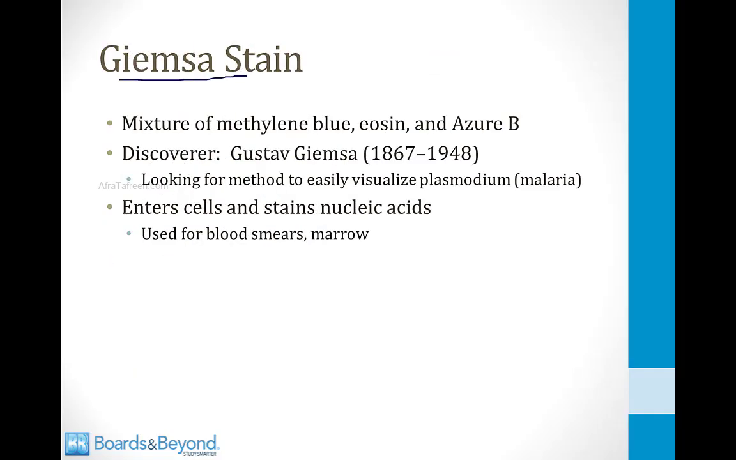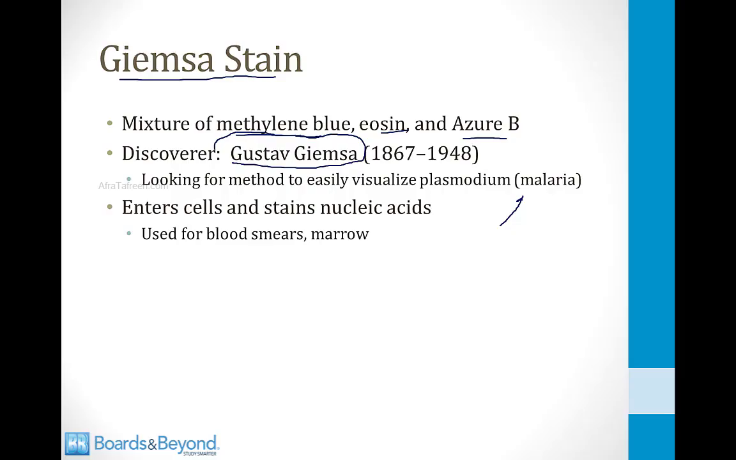Next stain is called the Giemsa stain, and this is a mixture of methylene blue, eosin, and azure B. Its discoverer was a guy named Gustav Giemsa, and in the late 1800s and early 1900s he was looking for a way to visualize Plasmodium, which is the protozoa that causes malaria. And you may know that Plasmodium is intracellular.